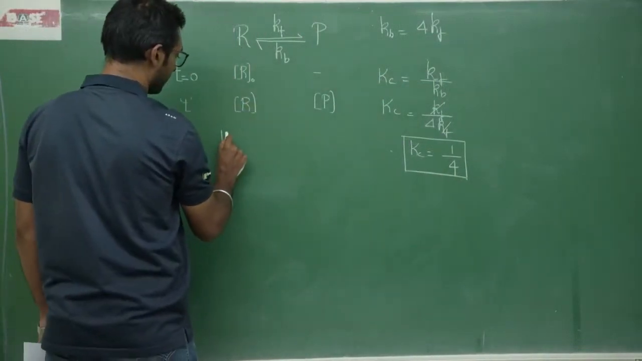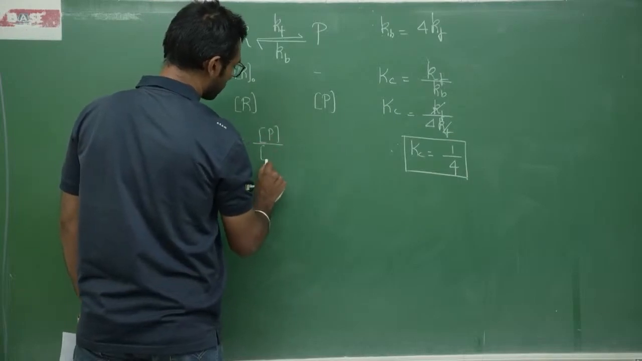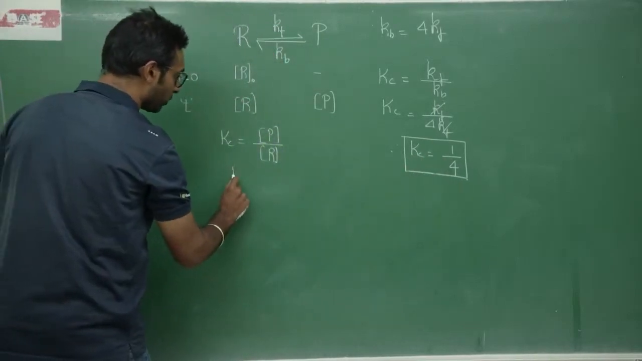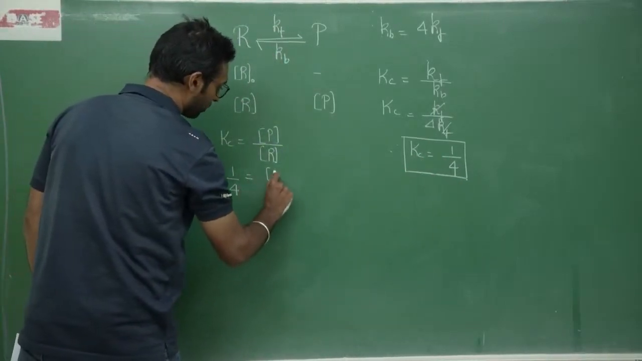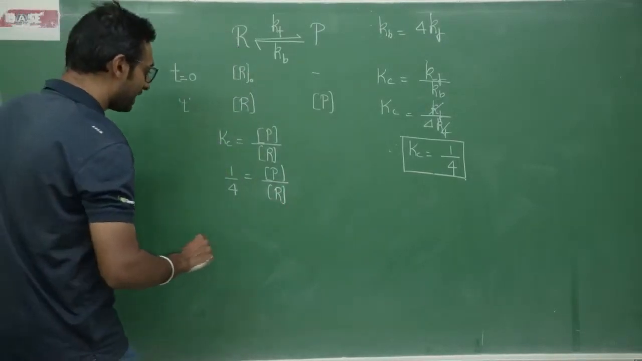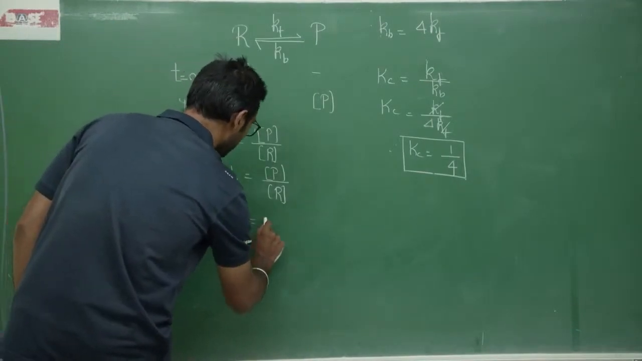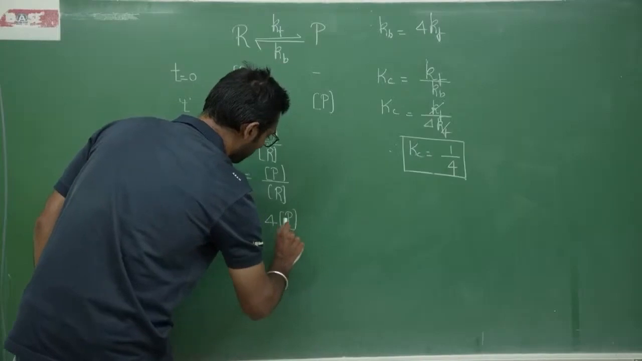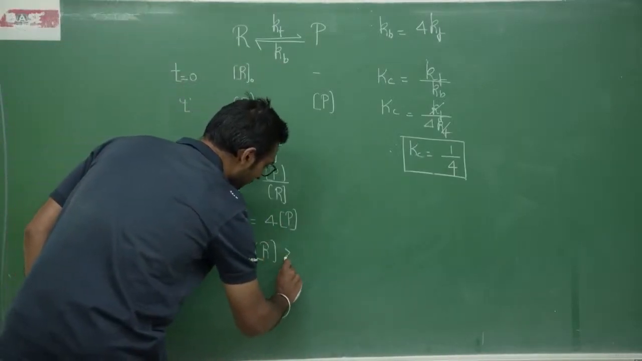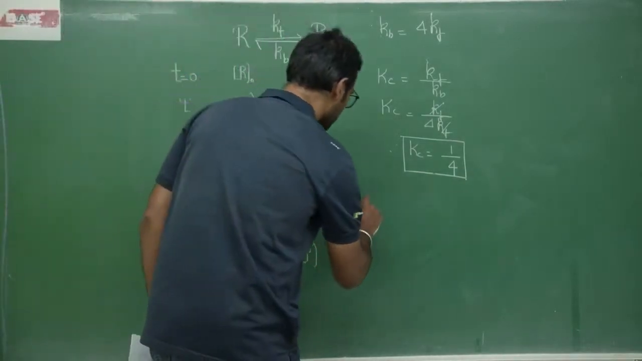Now let's get back to this one here. I know that the equilibrium constant is equal to the concentration of products by the concentration of reactants. And then I also know the Kc value. That is 1 by 4. That's equal to the concentration of products by the concentration of reactants. Then in the next step, if I simplify this further, the concentration of reactants is equal to 4 times the concentration of products. So from here we understand further that the concentration of reactants is going to be greater when compared to that of products. And hence the conclusion we can draw is this.